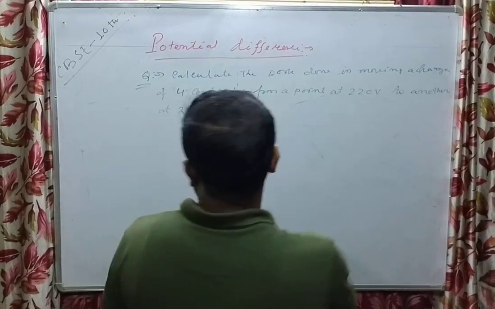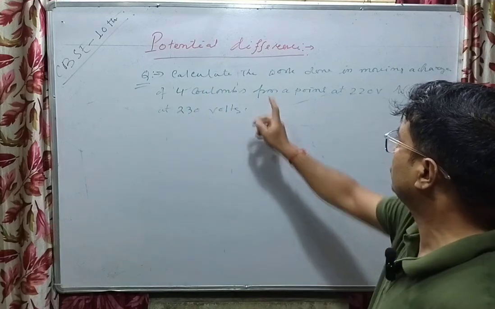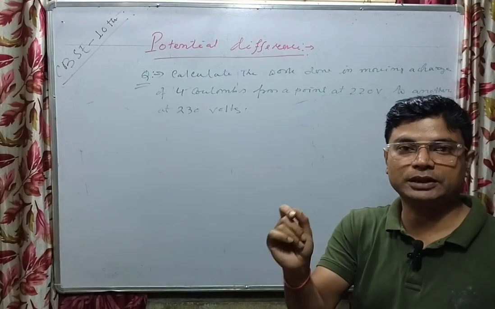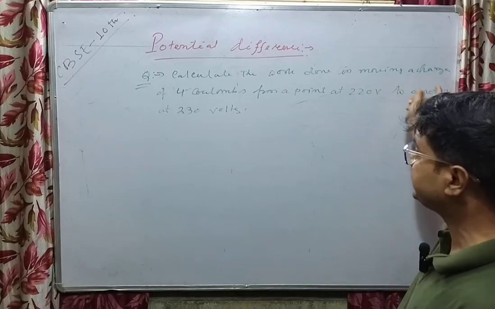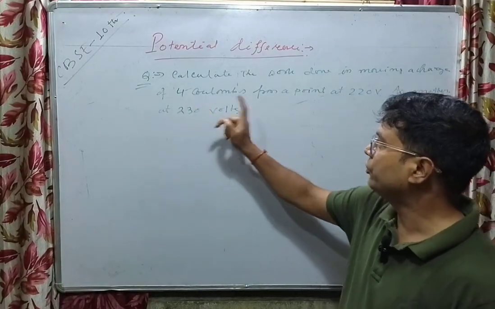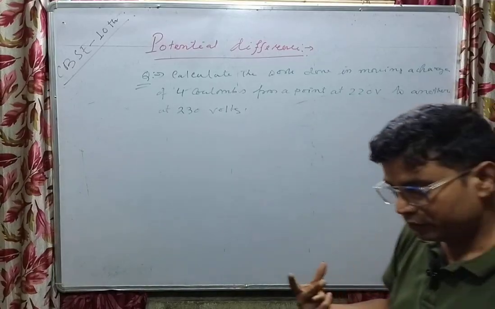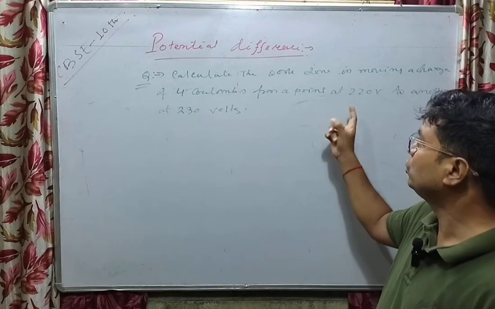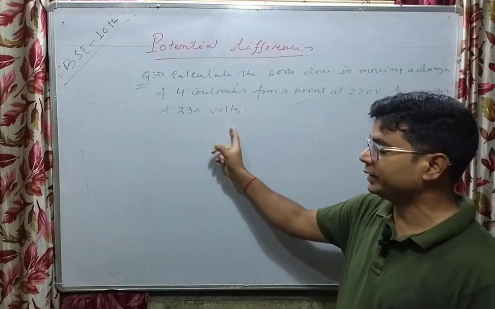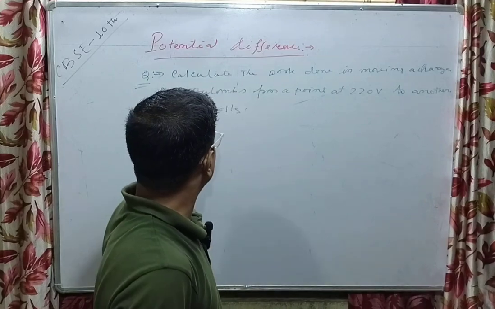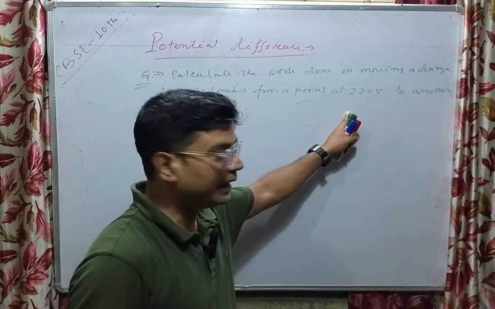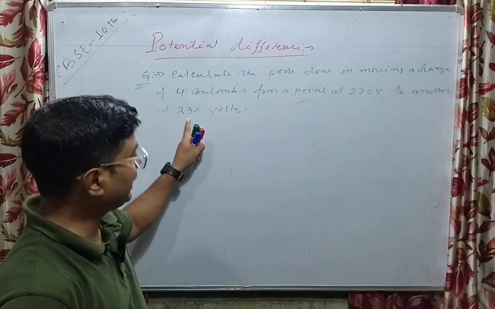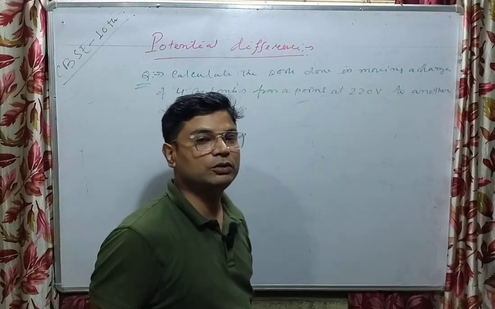Now study the question carefully. Calculate the work done. It means we have to calculate W in moving a charge of 4 coulombs, Q is equal to 4 coulombs, from a point at 220 volts to another point at 230 volts. When the charge of 4 coulombs is at 220 volts, we have to bring this charge to another point at potential 230 volts, and then calculate the work done.